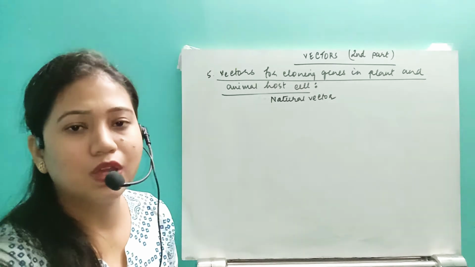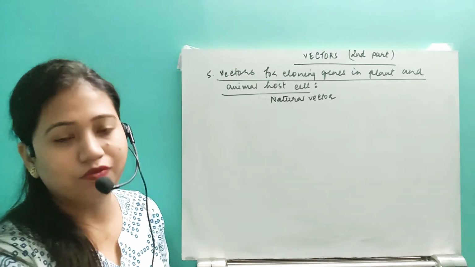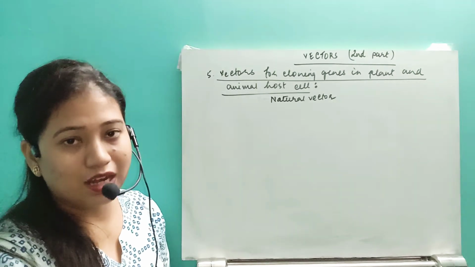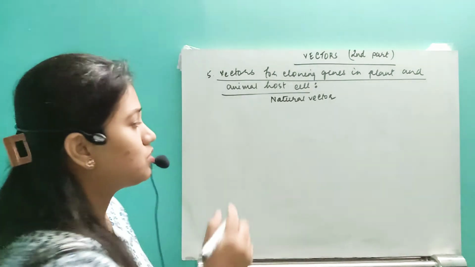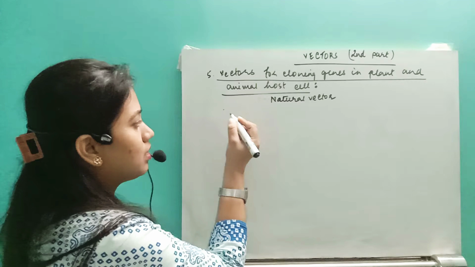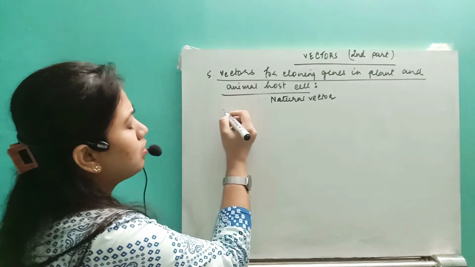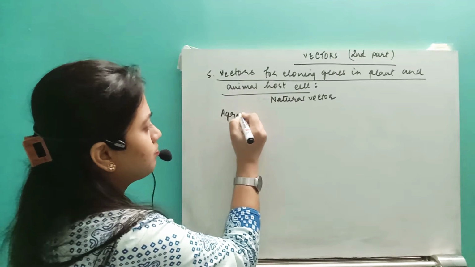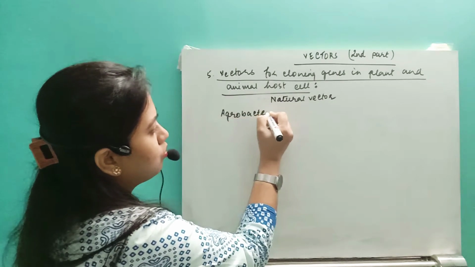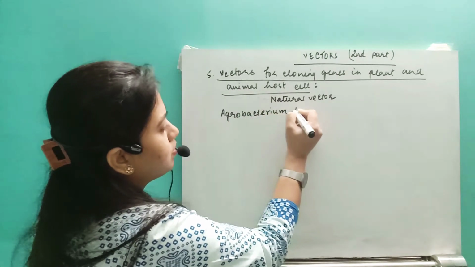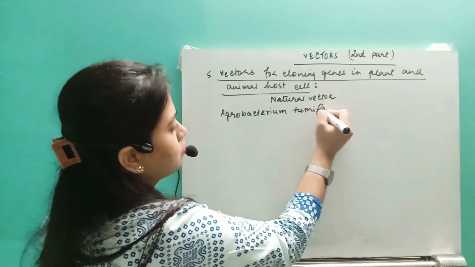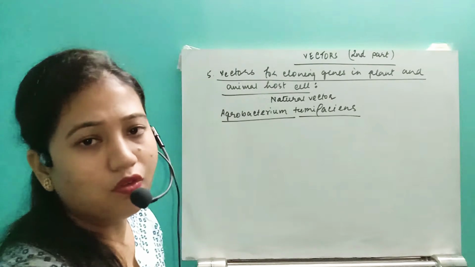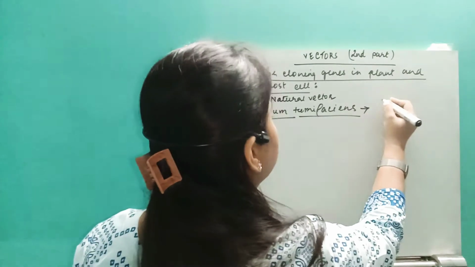We don't have to do anything, it is not genetically modified, and it is not purposely inserted. But it has this characteristic: there is one pathogenic organism known as Agrobacterium tumefaciens. Remember this name. This is one pathogen of the dicot plants.